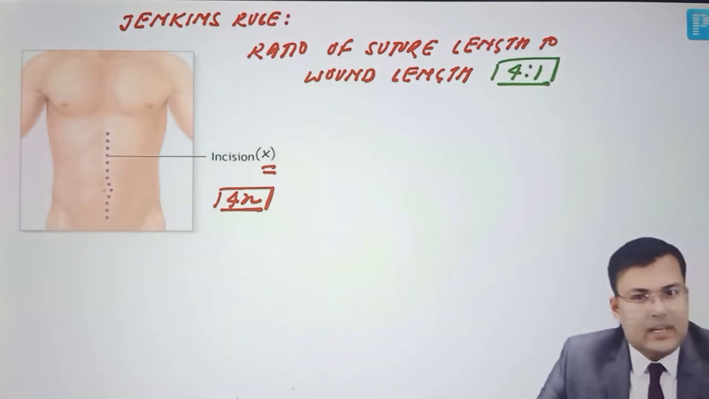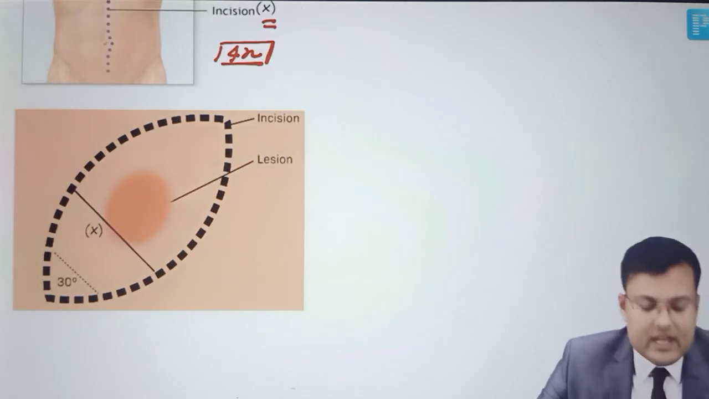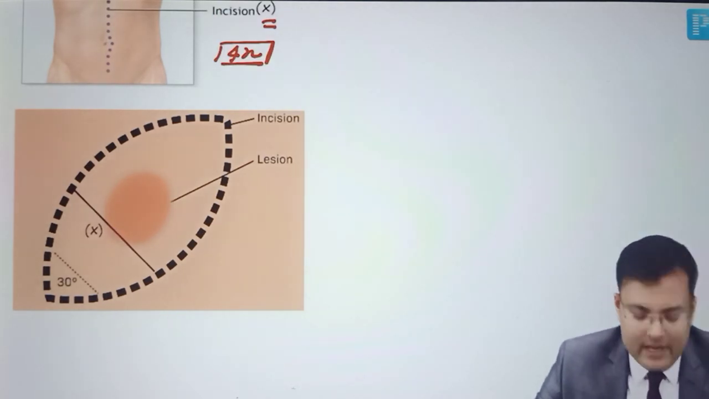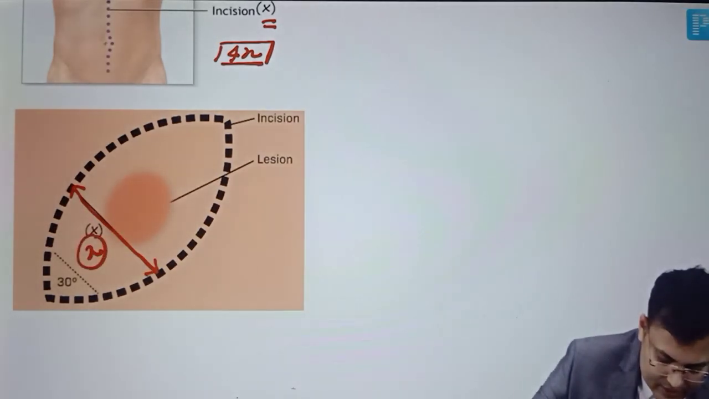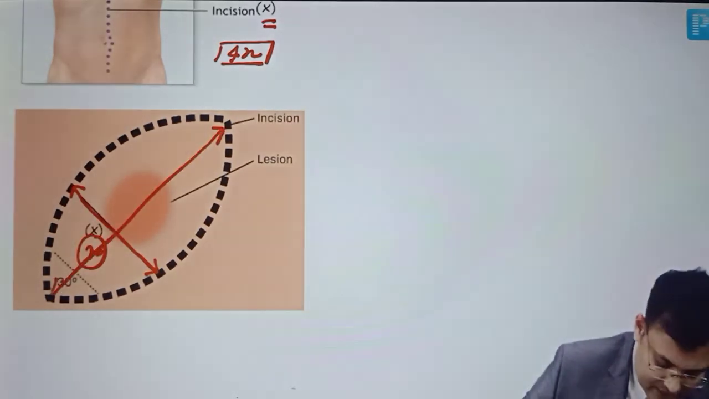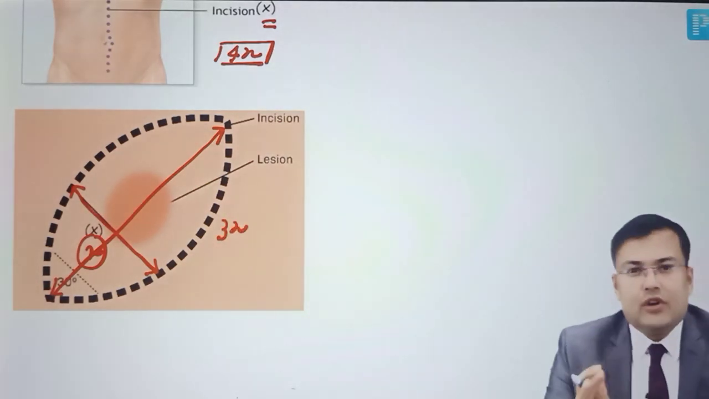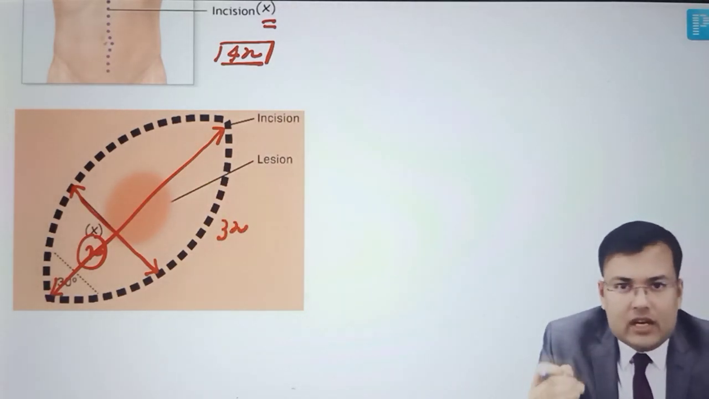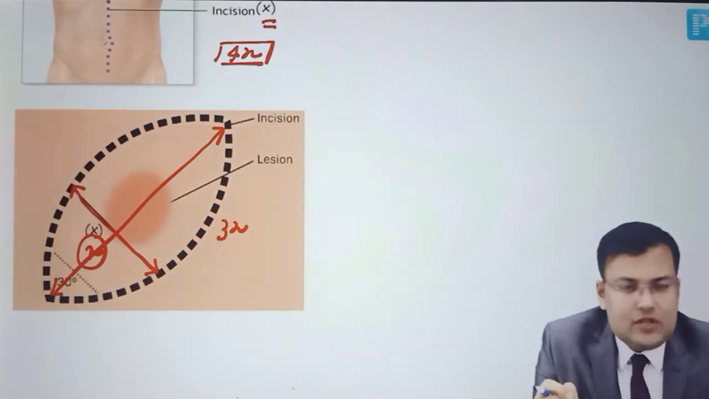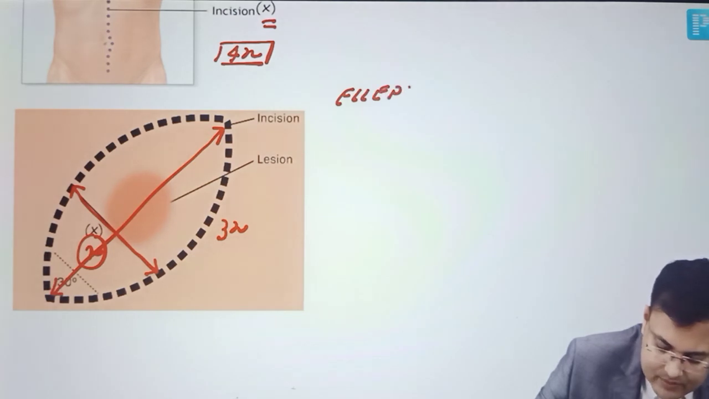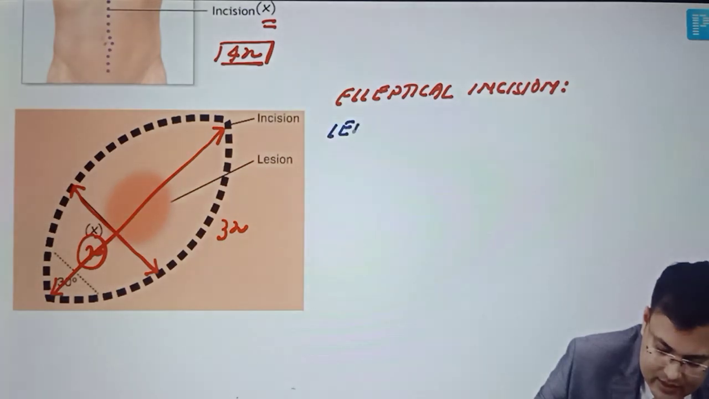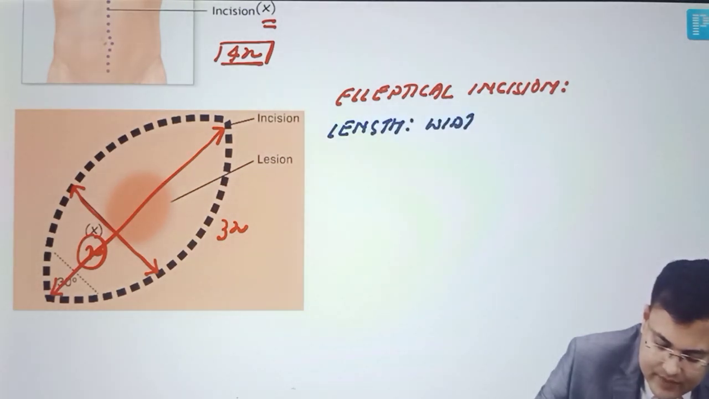Now, suppose there is an elliptical incision, and you want the healing to occur without tension. If the width of this elliptical incision is X, what should be the length of the incision? It should be 3X. So for an elliptical incision to heal without tension, the length to width ratio should be 3 is to 1, right? So that is the second important point.